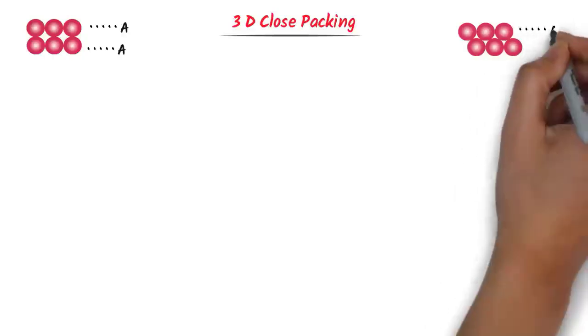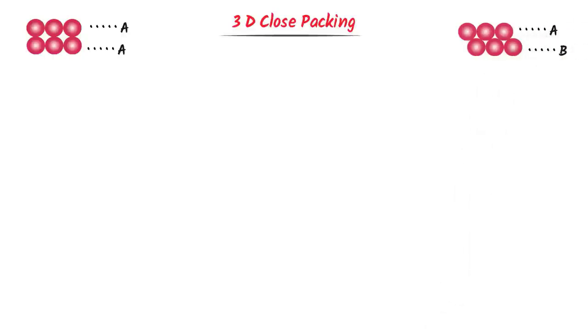Thirdly, 3D close packing, which a lot of students do not understand easily. To learn 3D close packing, let me teach you my personal trick. Consider these 2 layers. We know that this layer is just above the second layer. They both are the same layers. I call this layer A layer and I also call this layer A layer. On the other hand, consider these 2 layers. This is A layer and this is slightly towards right, so it is B layer.